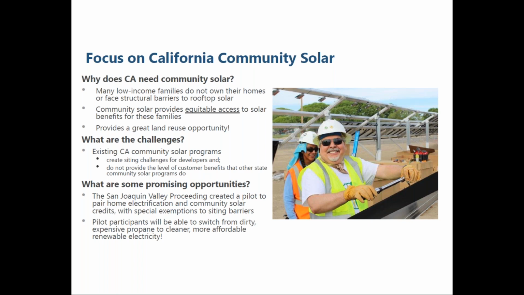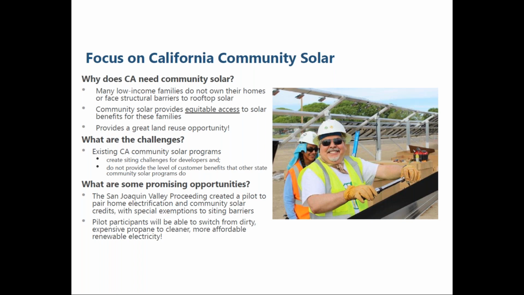Lastly, I wanted to highlight some community solar that will be happening in the San Joaquin Valley. There's a proceeding at the California Public Utilities Commission called the San Joaquin Valley Proceeding, where the CPUC recently decided that several rural communities in the San Joaquin Valley who currently don't have access to natural gas and are burning propane, very expensive fuel, will be switched over and have the option to electrify their homes. So go all electric, and to offset their electricity use, to be able to subscribe to new community solar projects that will be going up in their communities.